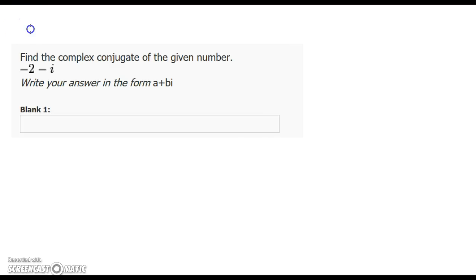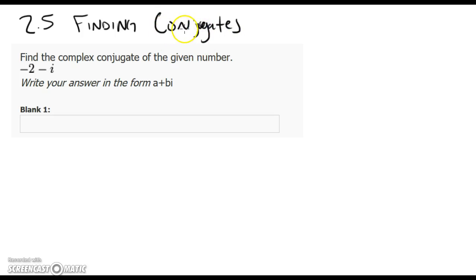So we'll be working on 2.5, finding conjugates. And again, there's a U in there. Conjugates.